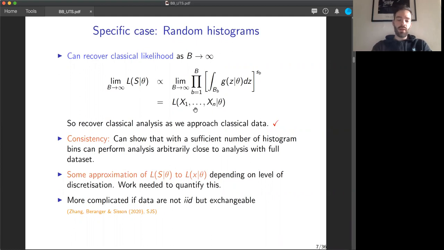So there are approximations that are done by considering the symbolic likelihood. And so there is that level of discretization that is based on the number of bins. What is the optimal number of bins, for example? These are questions that we still need to work on. In the case where you want to work with data that is not IID but exchangeable, we looked into this in a paper with Xin Zheng, but I won't talk about this today.